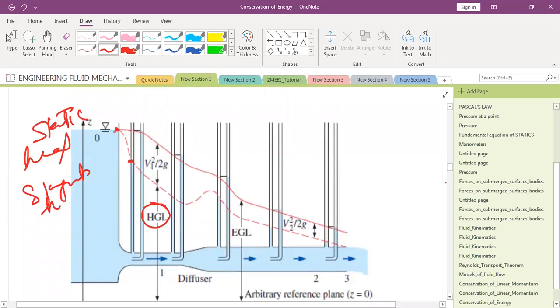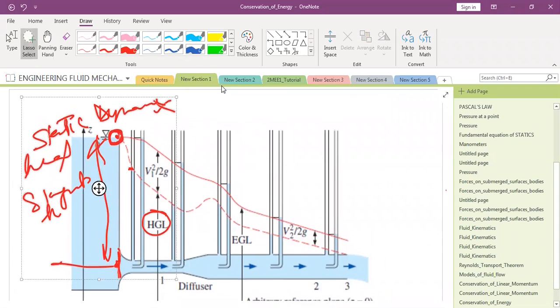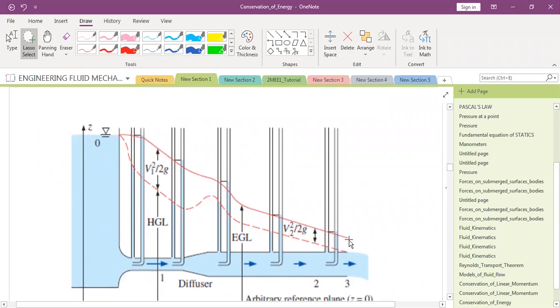So you know that the starting point is here. So starting point here means there is no dynamic head because the fluid is stationary. So the total head at this location, if the valve was closed, was only due to the static pressure, and that static pressure is also equal to stagnation pressure. So the line joining static heads is called hydraulic grade line, and the line joining stagnation pressures is called energy grade line. So this should be importantly kept in mind.